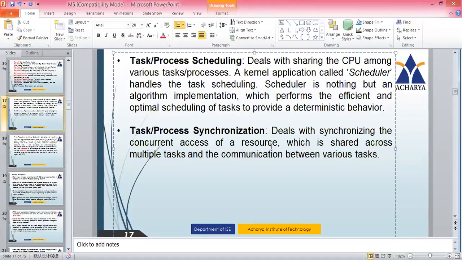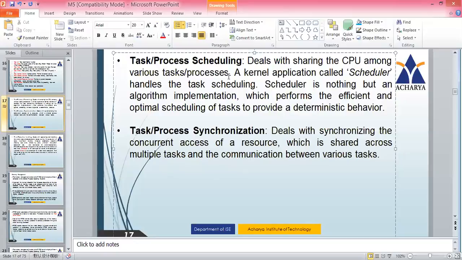Now, process synchronization. Now I'm talking about resource sharing, which deals with the synchronizing of concurrent access of a resource. Means there are several processes or tasks and all of them will be accessing a shared resource. They may access it concurrently. So there will be some issues. There may be some kind of deadlocks. The system may get hanged. So to balance all of them, we have to go with process synchronization.